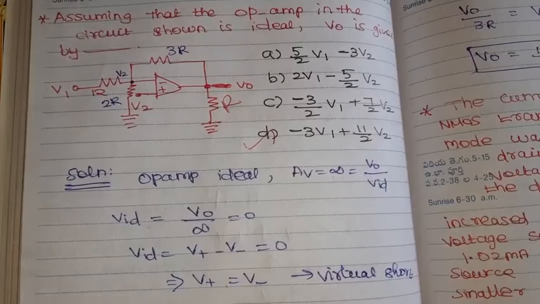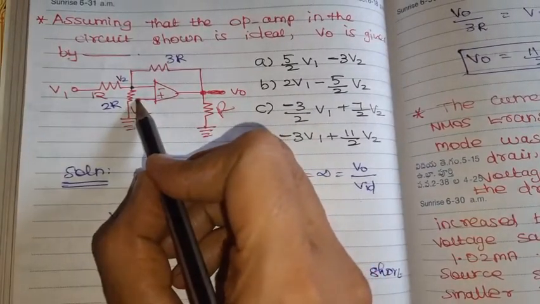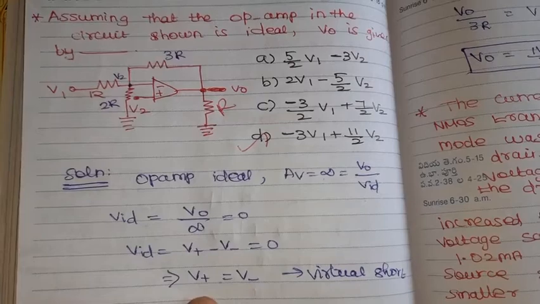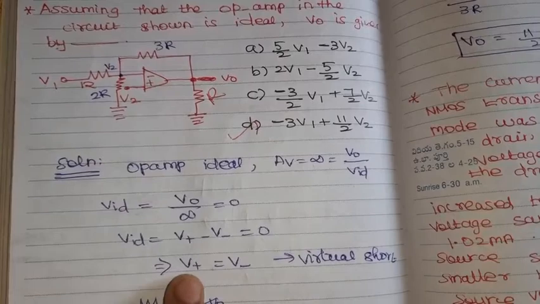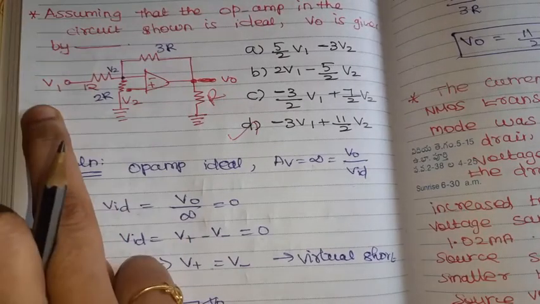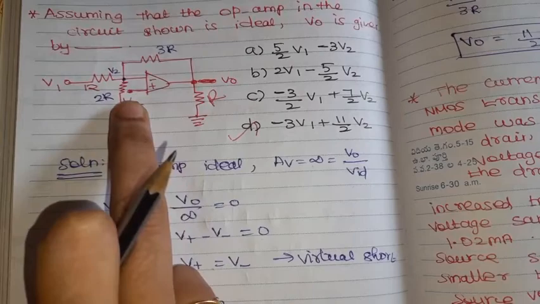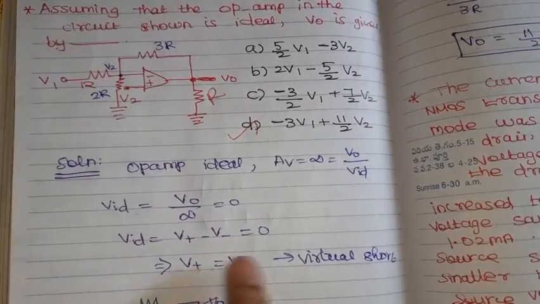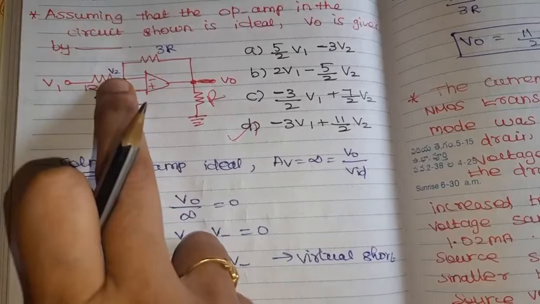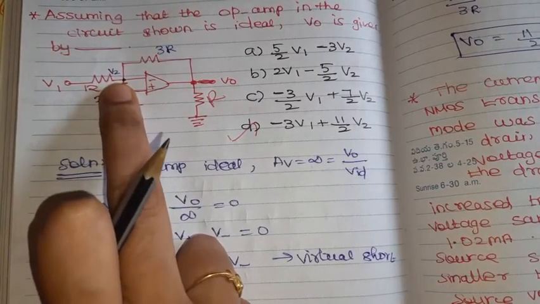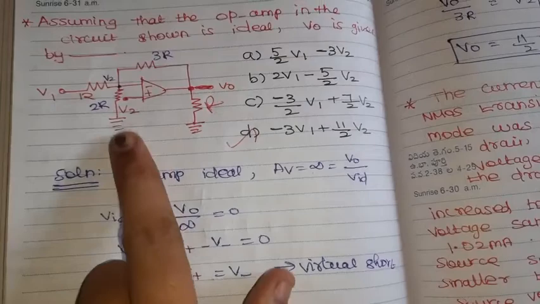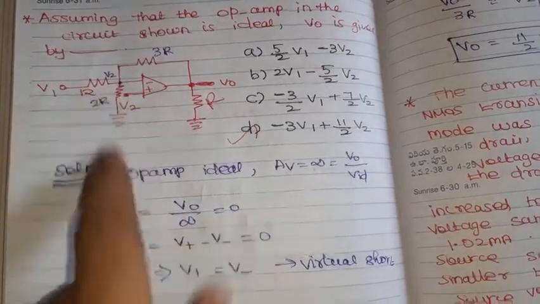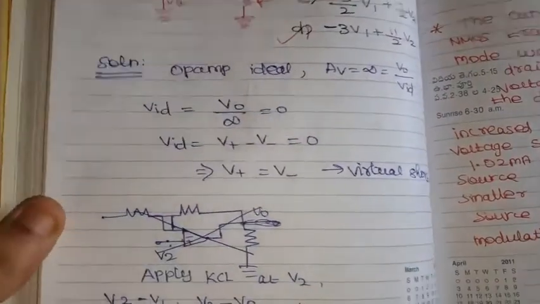We'll apply KCL at V2. Here V minus is equal to V1 and V plus is equal to V2. By the concept of virtual short, this V2 will be the same here also, so this node is also V2. Now we are going to apply KCL at node V2. What will happen? V2 minus V1 divided by R.